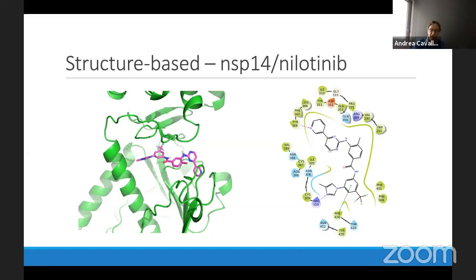NSP14 or exoribonuclease is one of the key enzymes involved in the proofreading mechanism after the replication of the virus. And if we are able to block this enzyme, since the replication of such a long RNA is error-prone, we can have many errors in the viral replication with the final reduction of viral infections.